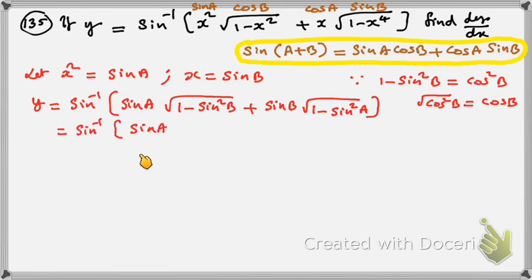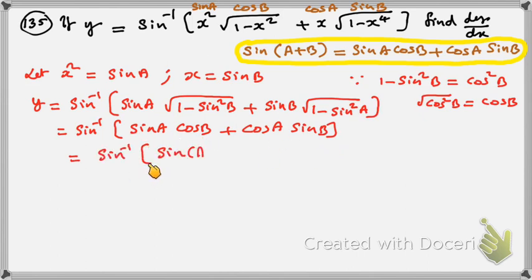Sine inverse of sine A into, this will become cos B, because 1 minus sine square B is cos square B, root of that is cos B, plus this radical term, 1 minus sine square A will be cos square A, root of that is cos A into sine B, which is sine of A plus B. So I'll get sine inverse of sine of A plus B. Sine inverse and sine would cancel, so I'll get just A plus B.